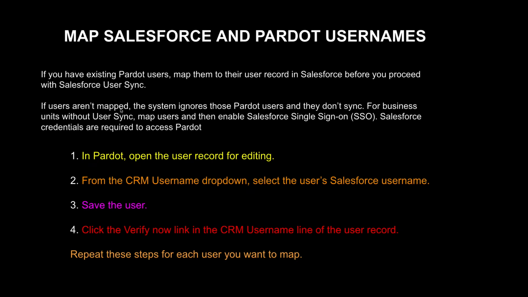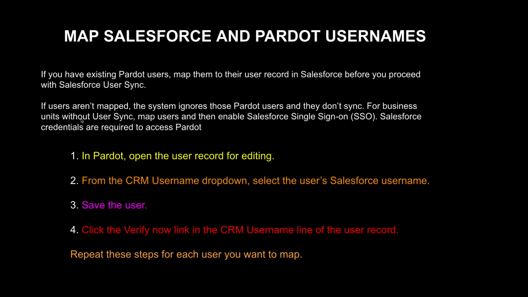If users aren't mapped, you can simply go to the user details and see whether the CRM username has been configured or whether you have enabled SSO or not. If already done, you can skip it. If not, then make sure you follow this. The system ignores those Pardot users and they do not sync if the user is not mapped.